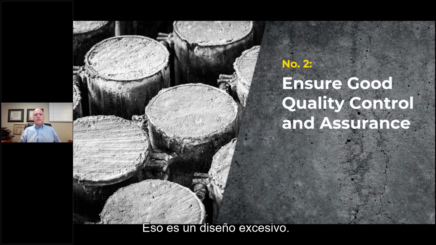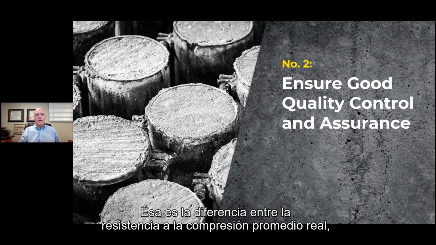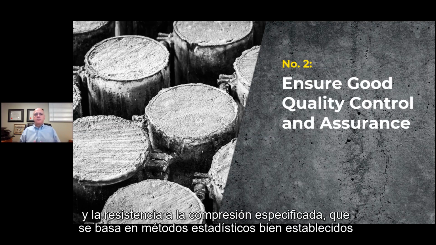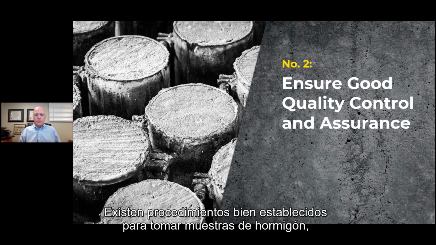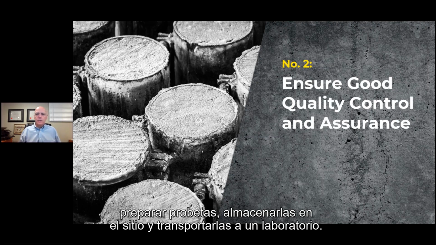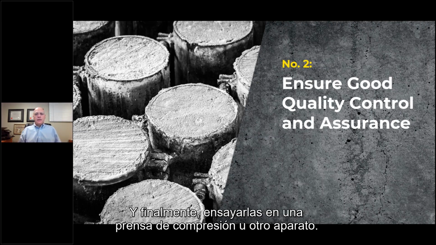This over-design, that's the difference between the actual average compressive strength and the specified compressive strength, is based on well-established statistical methods described in the codes and standards for concrete. There are well-established procedures for taking concrete samples, preparing test specimens, storing them on site, transporting them to a laboratory, and finally, testing them in a compression testing machine or other apparatus.